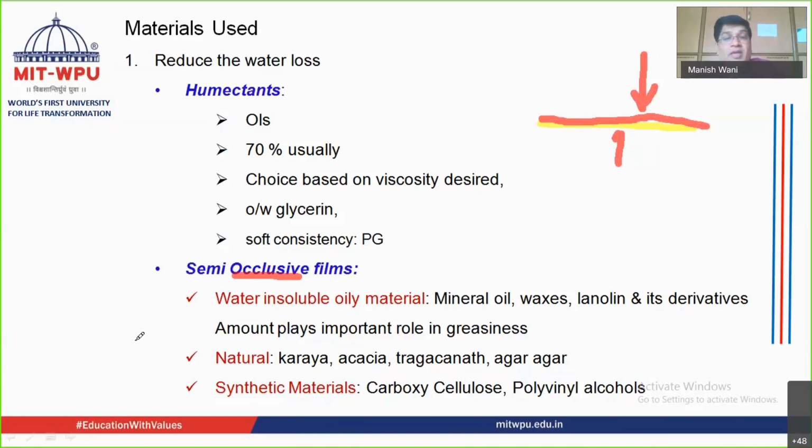Examples of agents that can be used for formation of semi-occlusive films would be water insoluble oily materials, for example, your mineral oils, your waxes, your lanolin, that is also used in your moisturizing creams. We are going to see further. Depending upon the quantity that you add, the greasiness of the preparation is going to increase. The more quantity you add of this mineral oil, waxes, and lanolin and its derivatives, the more greasy the preparation is going to become. Okay.